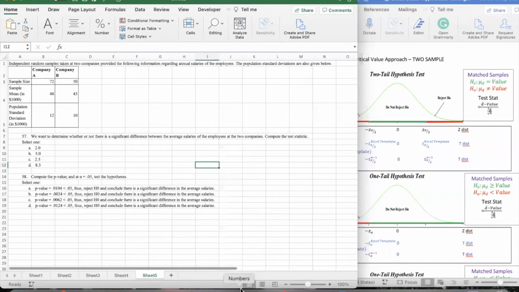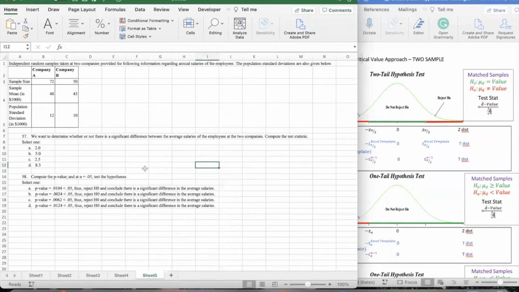Okay, so for these two questions, we are given this data. And what this problem is setting you up to do is hypothesis testing. This is a two-sample hypothesis test. If you look at 57, it's asking you what the test statistic is, and then 58 is asking you for the p-value.